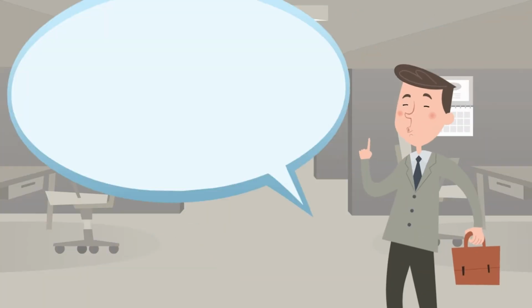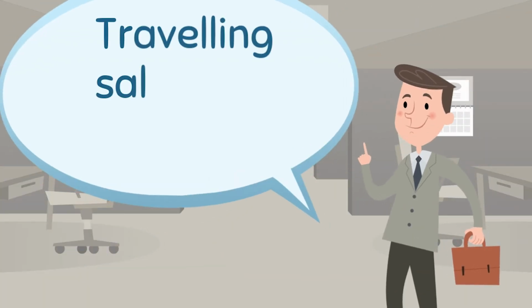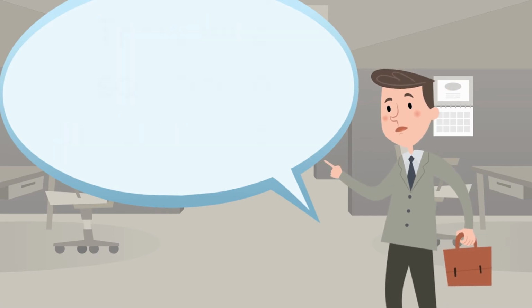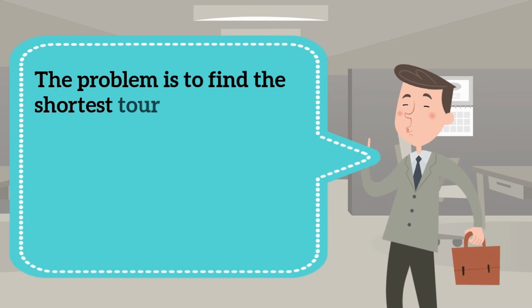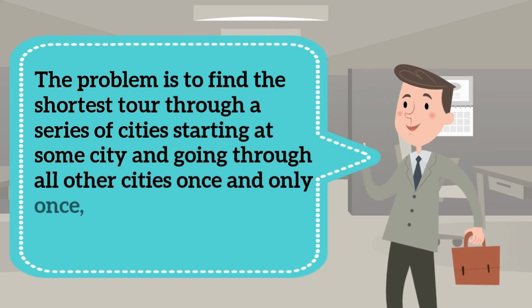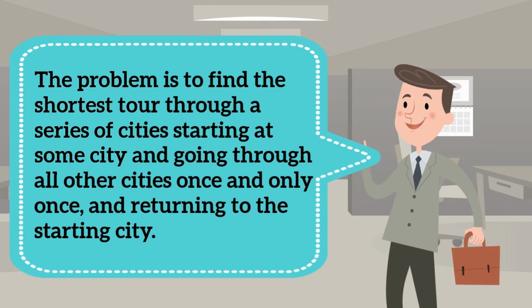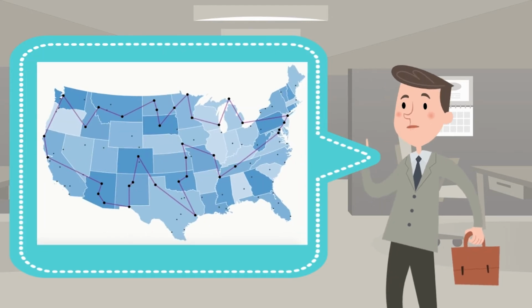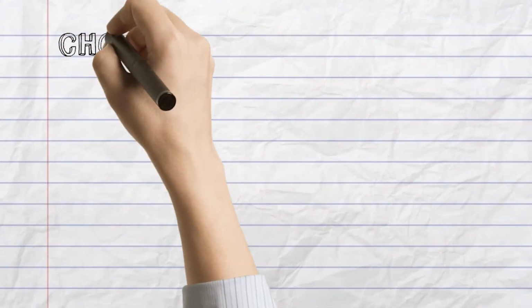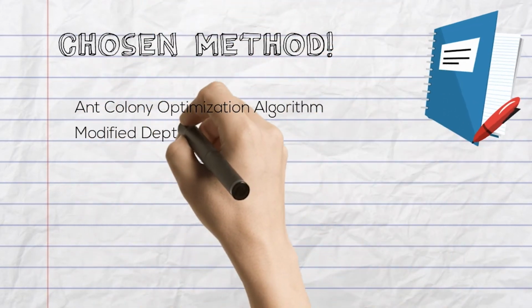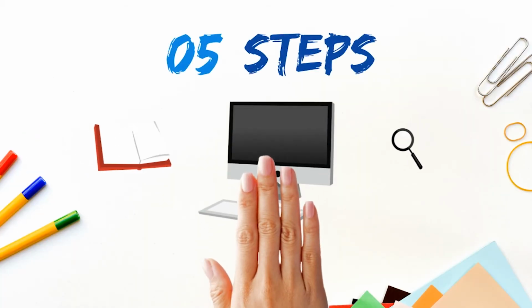We learned that ACO was originally aimed to solve the traveling salesman problem. The problem is to find the shortest tour through a series of cities, starting at some city and going through all other cities once and only once, and returning to the starting city. So, we think it's a good idea to use ACO along with our modified DFS algorithms to solve a maze problem. Here are 5 steps of the implementation.